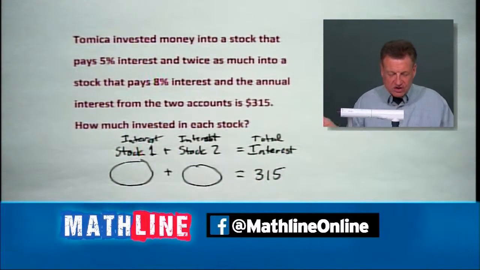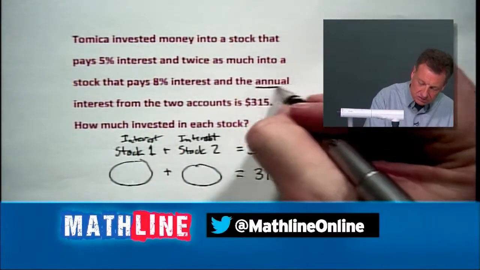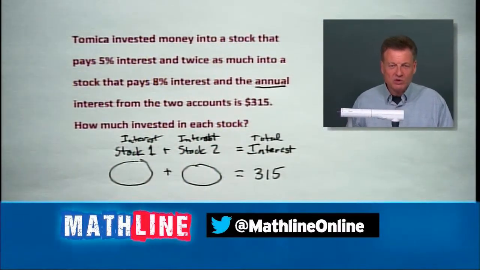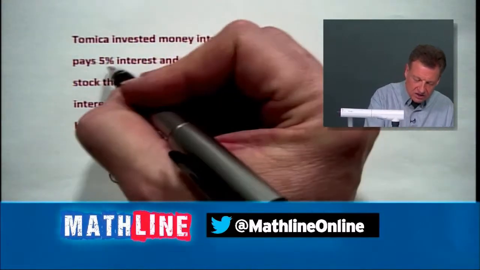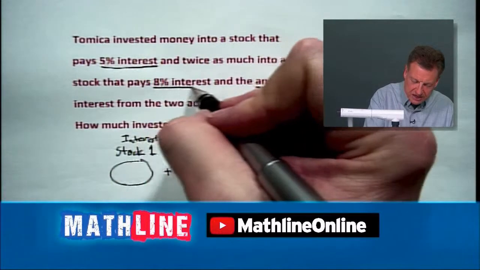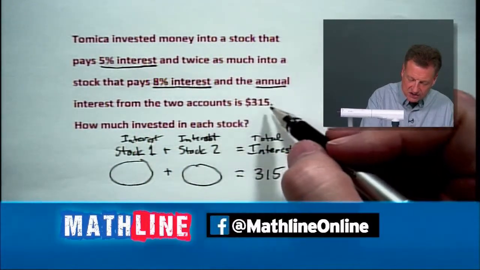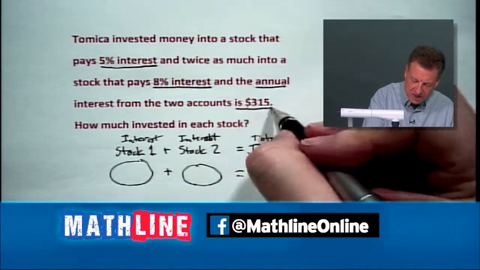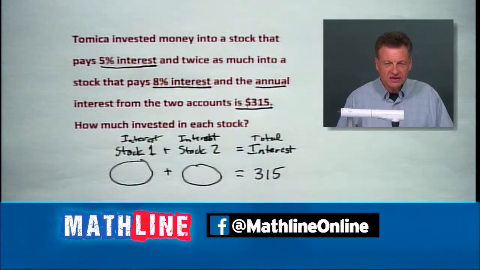Well, what is the total? And it, by the way, is annual. That's in the problem also. Lots of important little keywords. Let's just go back and look. There's interest, 5%, first one. There's 8% interest, and the annual interest from two accounts. So there's an amount of money that's important to us. So I'm going to say, thank goodness, amount of money.